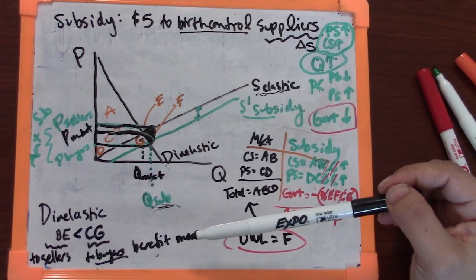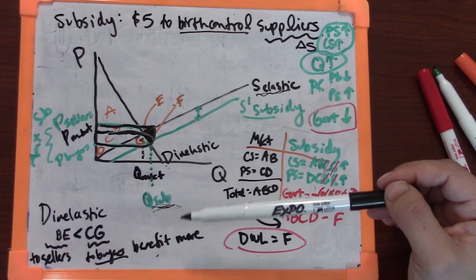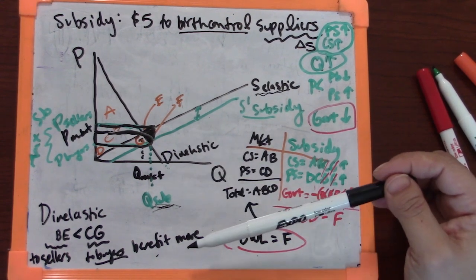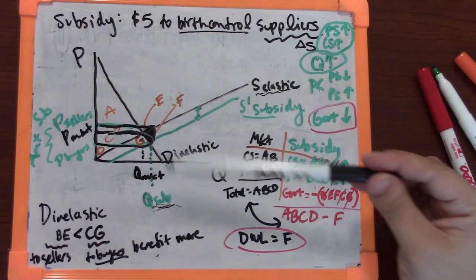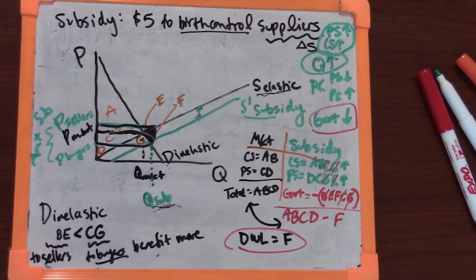But the inelastic curve, buyers that are kind of stuck in their birth control behavior, that want it at no matter what the price is, the price dropping won't change that very much for them unless the price drops a ton. So that is the role of elasticity. That is a subsidy.